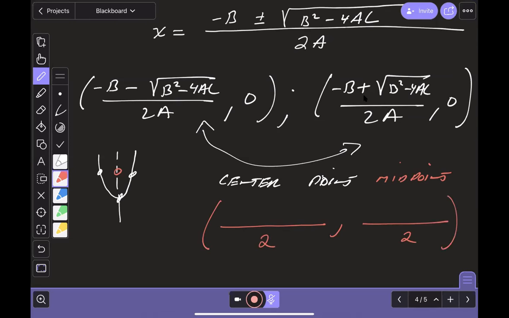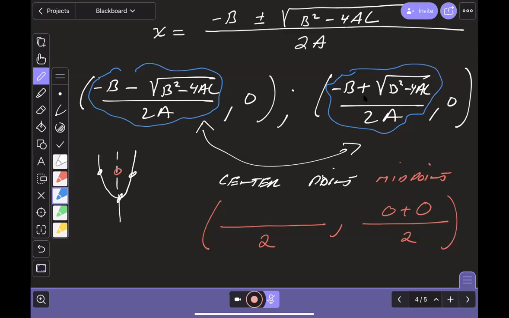Well, the y-coordinates are really easy to do. What do you get? 0 plus 0. The x-coordinates are more complicated. I want to point out what we're doing over here. We're taking this and we're adding this. We're just adding those things together. We're going to divide by 2. And what would that give you? Well, I'm going to write that down for you.